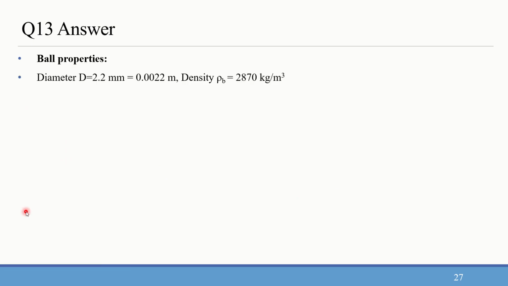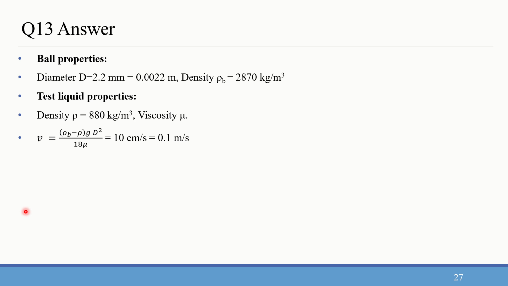So what is given? Ball properties. The diameter of the ball is 2.2 mm, so it is 0.0022 meter, and the density of the ball is 2870 kg per meter cube. The liquid is oil whose density is 880 kg per meter cube and viscosity is mu. The velocity is given as 10 centimeter per second, or 0.1 meter per second. And the Reynolds number should be less than 1 for it to be used as a viscometer.